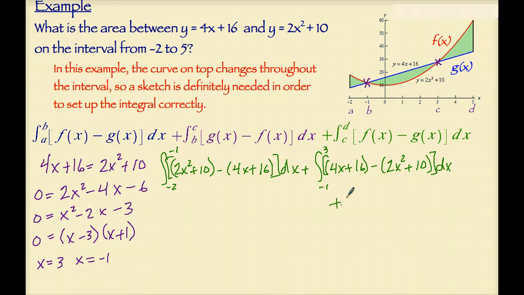And then we'll add to that our final integral, which will be from 3 to 5. And once again, we're going to have 2x squared plus 10 minus 4x plus 16, integrated with respect to x.